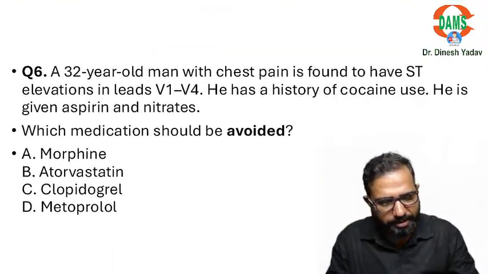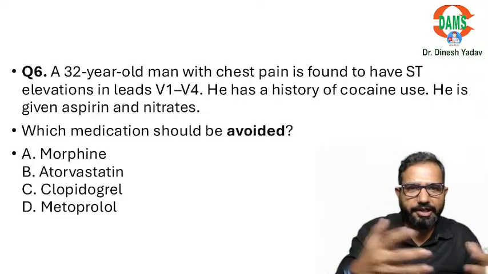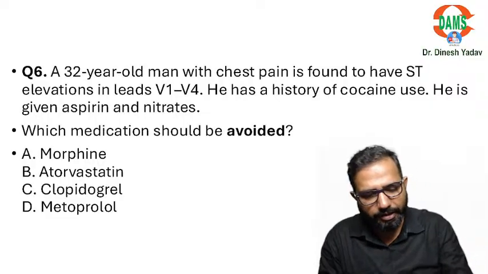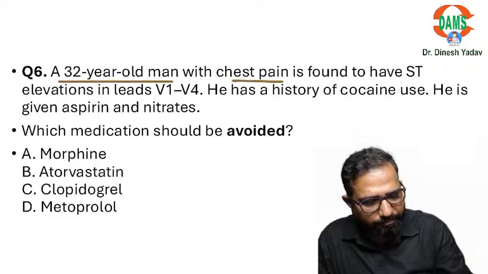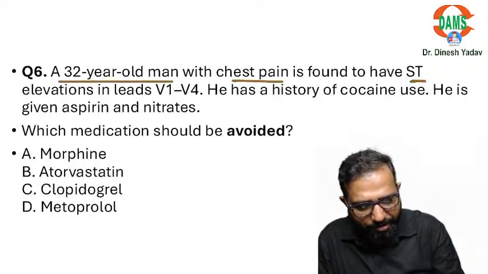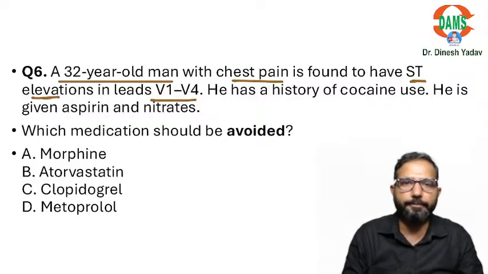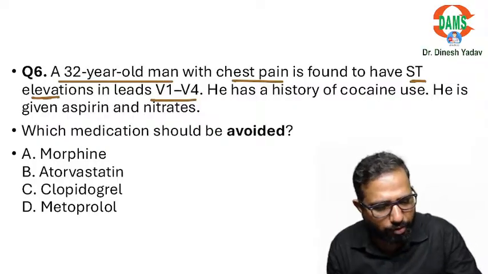Okay guys, let's see the next question. Very important, clinically integrated question. A 32-year-old man with chest pain is found to have ST elevation in the lead V1 to V4. He has a history of cocaine use.